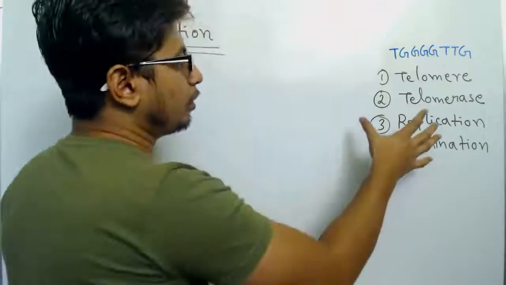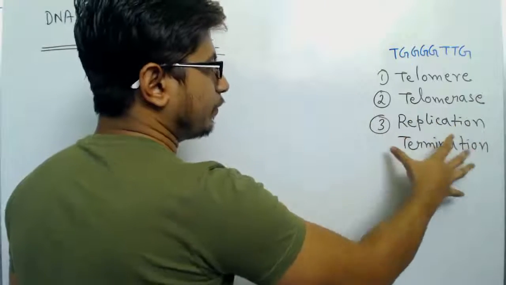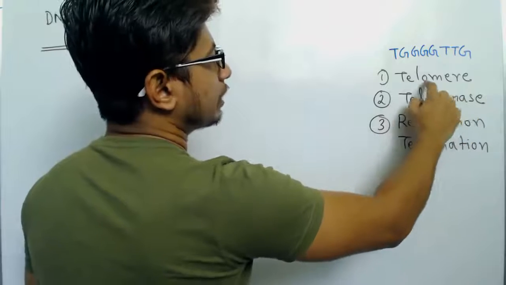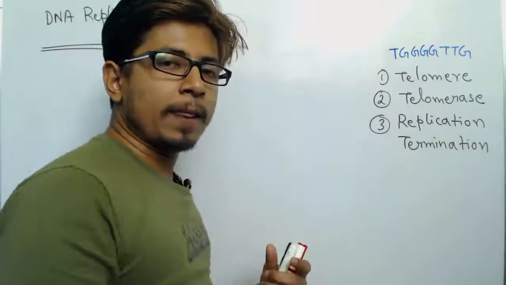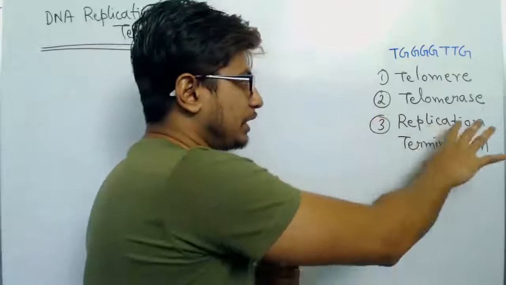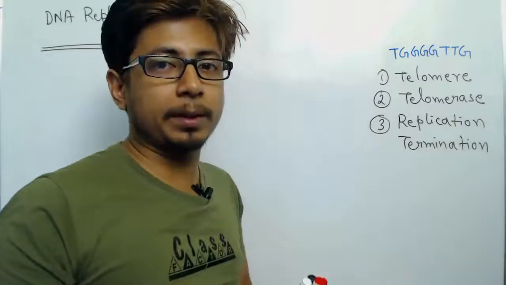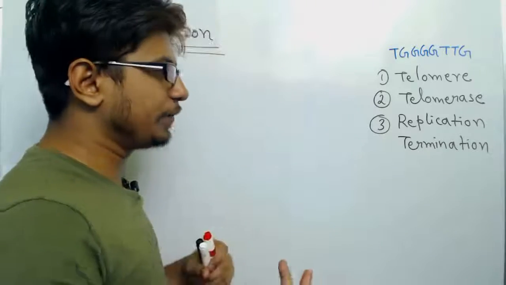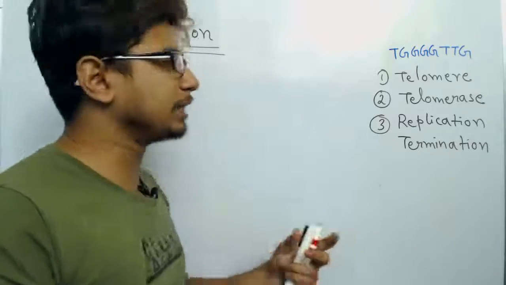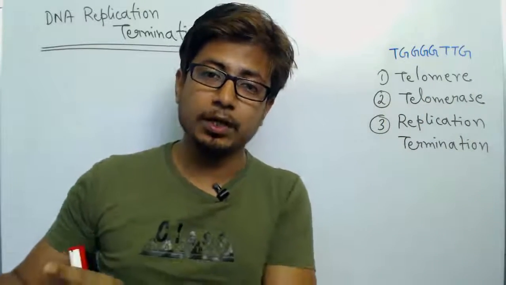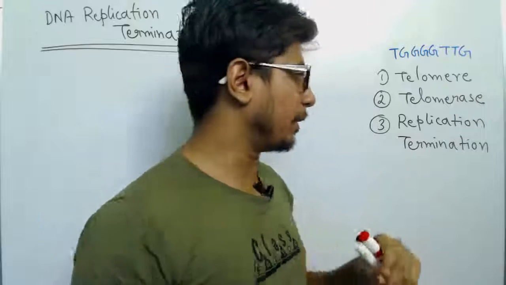We need to know about this replication termination. But before knowing replication termination, we need to know the detailed structure of telomere and also the responsible enzyme which helps the process to proceed, telomerase. So we'll talk about all these three things in this same video. So this video will be helpful also to understand the mechanism of telomerase and how telomerase protects the telomere from being clipped. So let's talk about it.